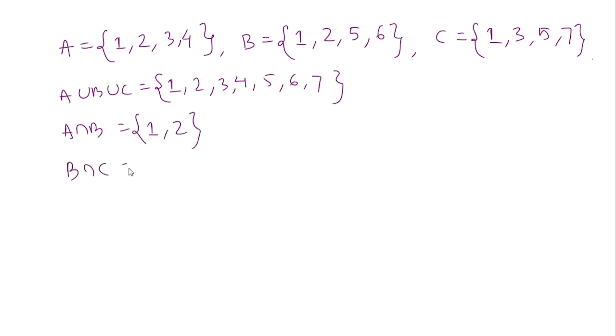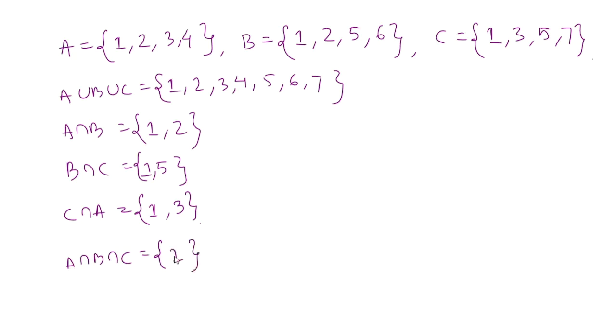B intersection C will be the set of elements 1 and 5. C intersection A will be the set of elements 1 and 3. And A intersection B intersection C will be the set of element only 1. So, this is a singleton set having the element 1. Okay, so now let us verify here.